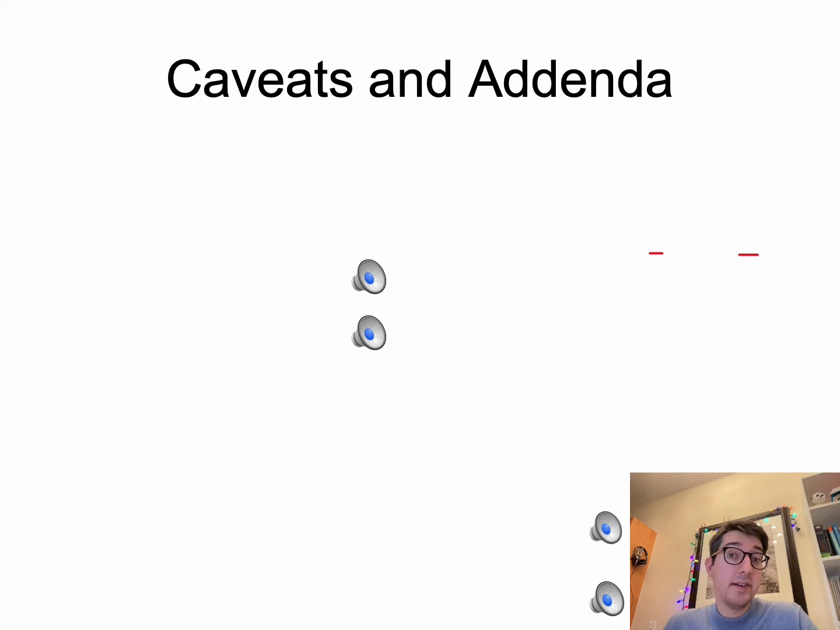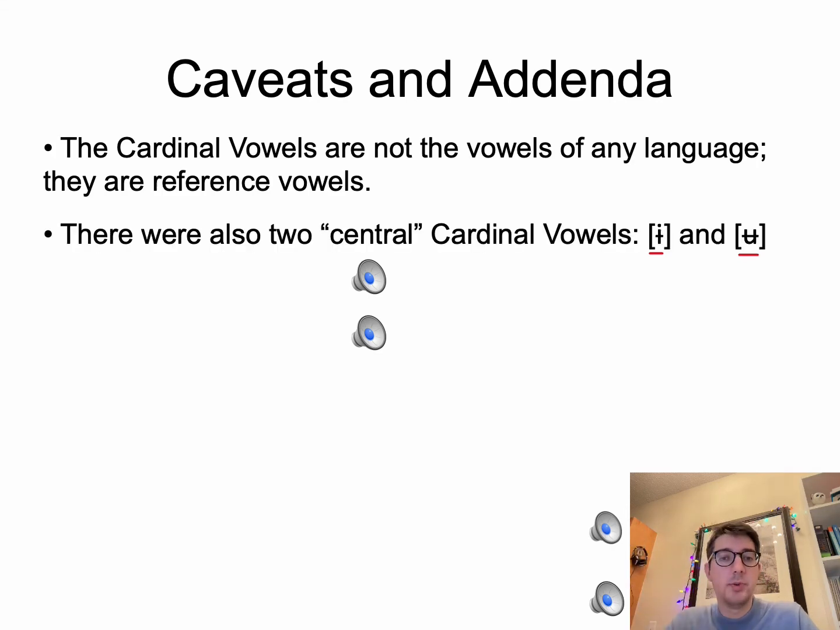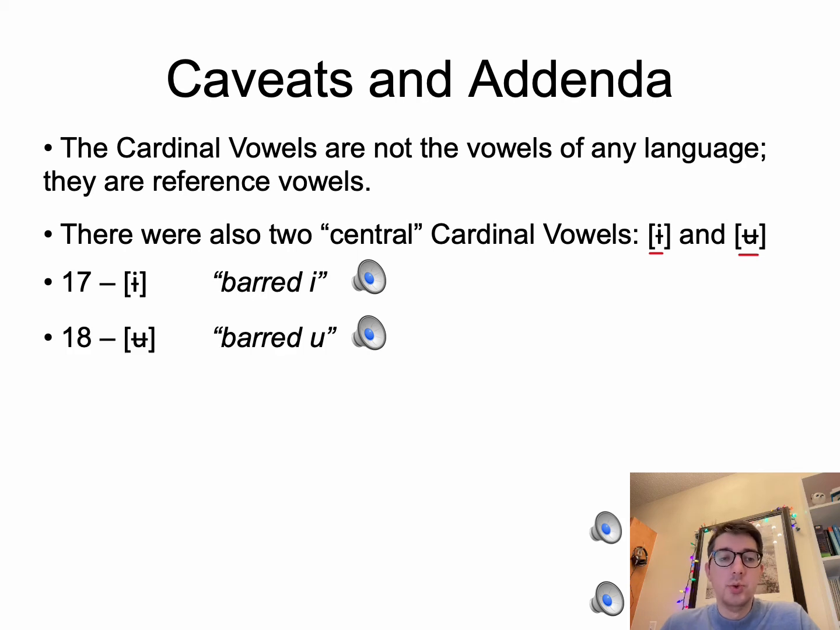So there are some caveats, of course. Cardinal vowels are not the vowels of any language. I already said that. There were also 2 central cardinal vowels, which we called barred i and barred u. Barred because of this bar that's in the middle of them, right? And they sound something like this. Number 17. Number 18.